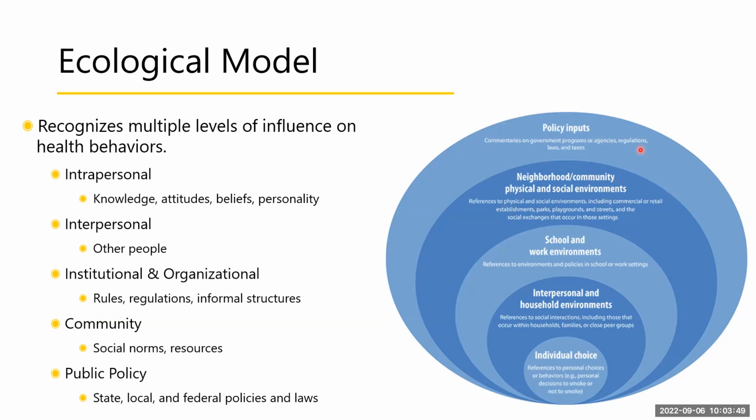So when you hear people talk about the socioeconomic or social determinants of health, you will hear upstream. And when they talk about upstream things, that's what they're talking about, this stuff over here. With these things in place, that can affect your individual choice. Maybe you don't have a choice because of these things right here. So upstream: policy inputs, neighborhood, community, physical and social environments.